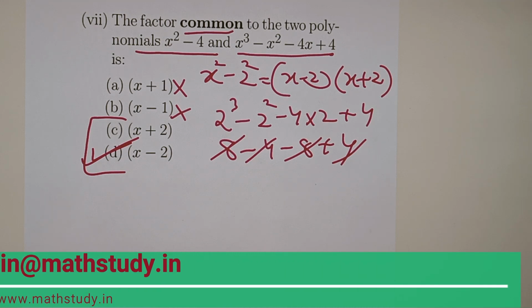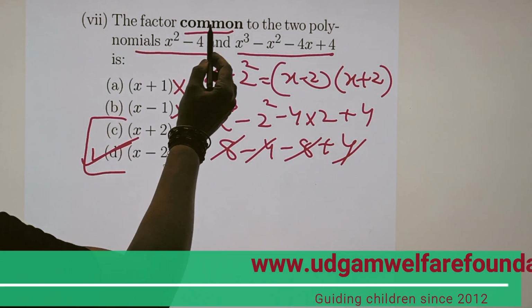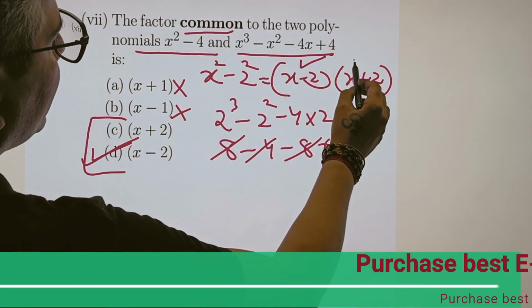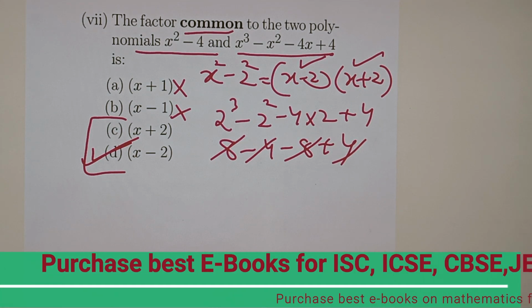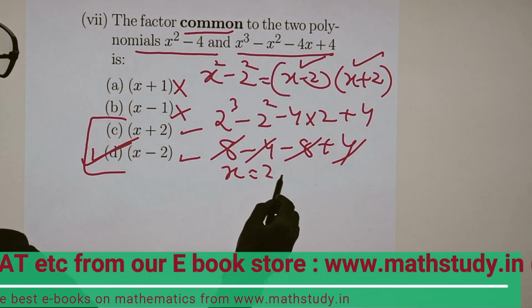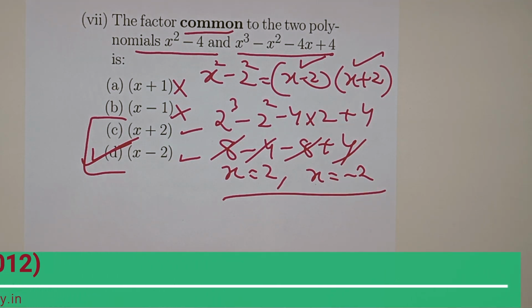Here you need not find all the factors, because it states the factor common to the two polynomials. So we will have only these two options. That means we have to plug in these values of x, that is x equals 2 or x equals minus 2 here. Very simple. I think this concept is clear now.